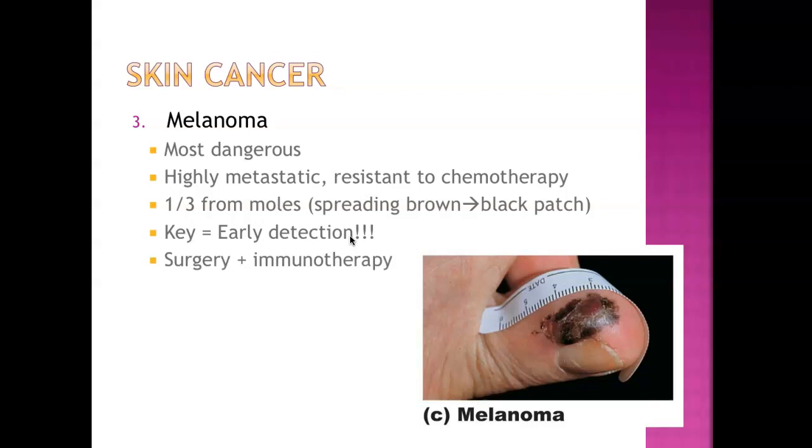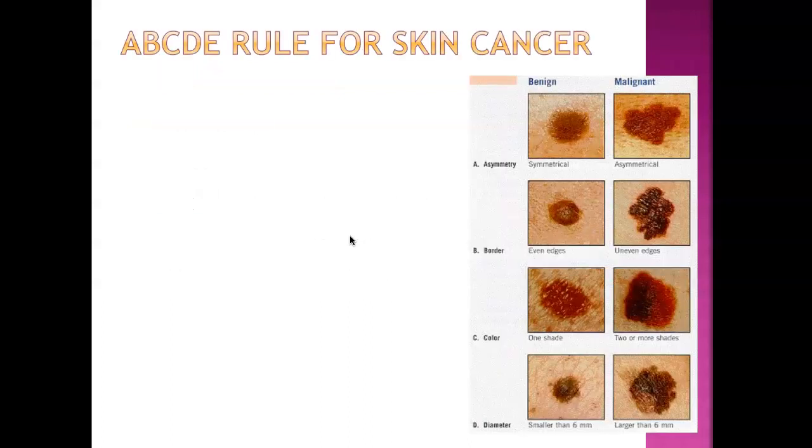A person can have surgery and immunotherapy, which is why people get moles removed. Immunotherapy is injections that help ramp up the immune system, because there are cells of the immune system that are responsible for actually killing cancer cells. They're called natural killer cells, which is kind of cool. So melanoma: most dangerous, comes from moles. Early detection is key, and early detection is going to involve this ABCDE rule.